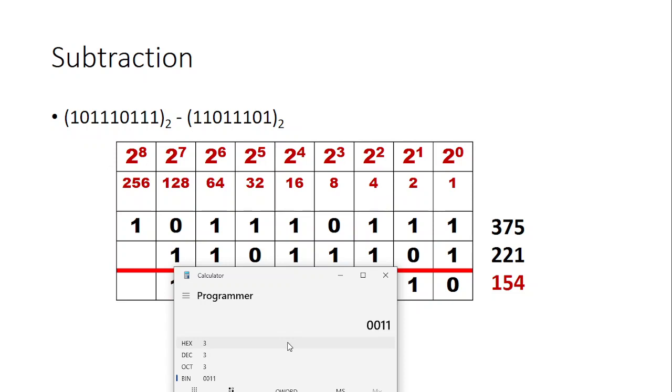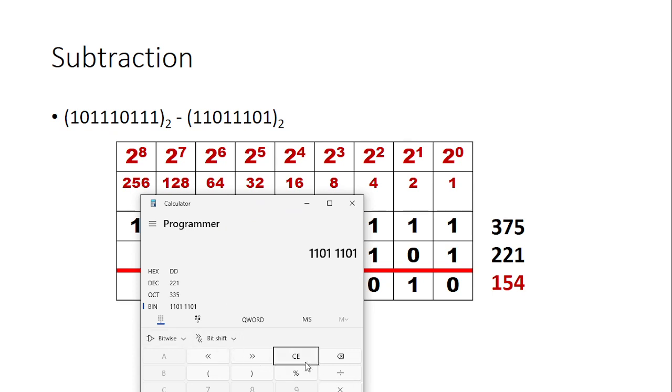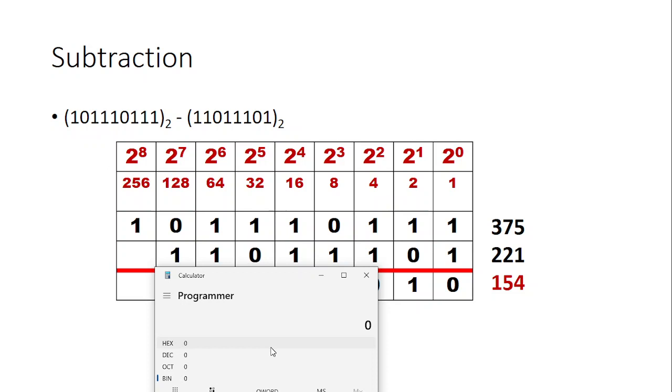So let me write 1 1 0 1 1 1 0 1, and that is what we have. 1 1 0 1 1 1 1 1 1. Let me, I think I'm wasting your time as well as my time. Let me do it properly. 1 1, 0 1 1 1 0 1.